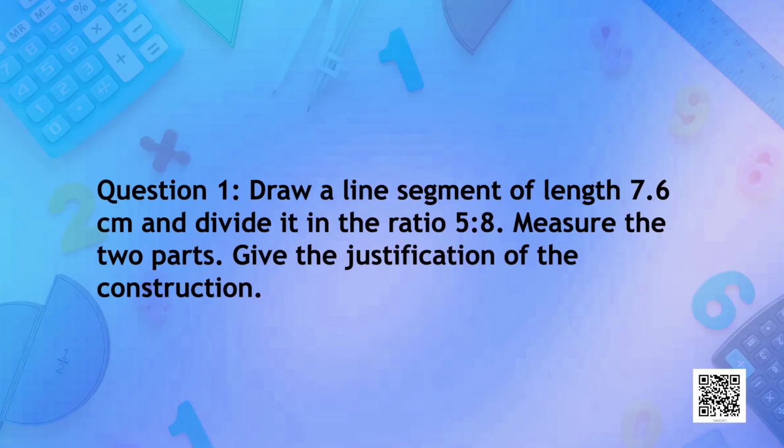The question is, draw a line segment of length 7.6 centimeter and divide it in the ratio 5:8. Measure the two parts and then give the justification of the construction. So, let us start our construction.